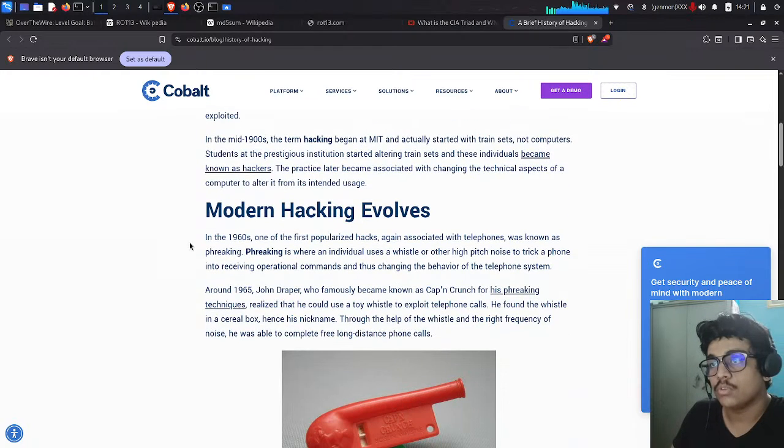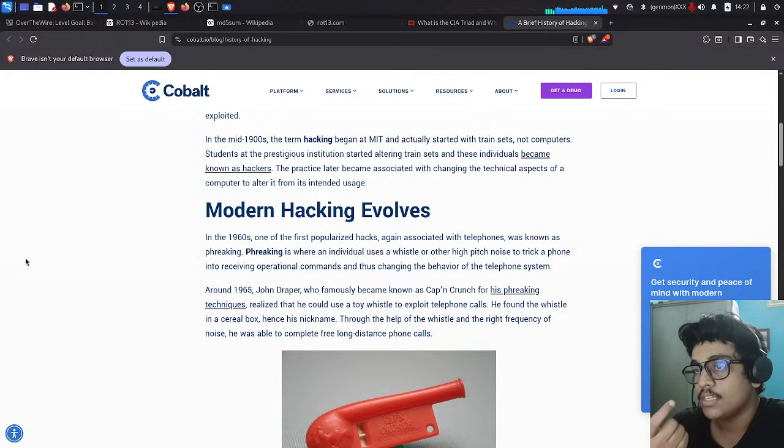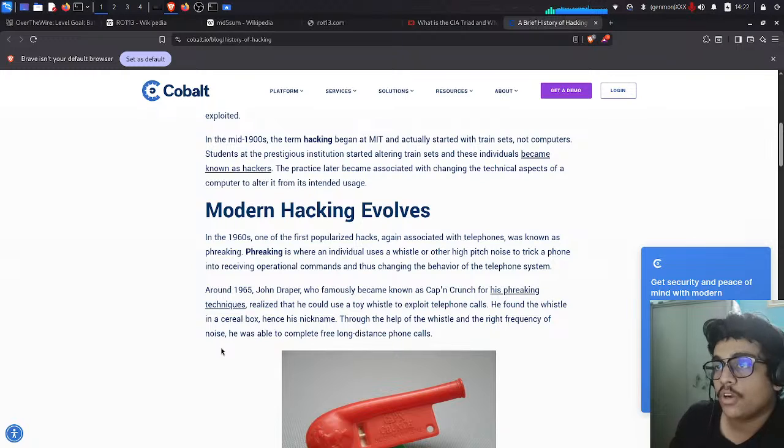In the 1960s, one of the first popularized hacks was again associated with telephones. Telephones were exploited way before, in what was known as phreaking. Phreaking is where an individual uses a whistle or other high pitched noise to trick a phone into receiving operational commands, thus changing the behavior of the telephone system. For example, if a telephone is operating on a specific frequency and someone changes the frequency, then if you are calling your friend, it is possible that the call is made to another person. This is what phreaking means.